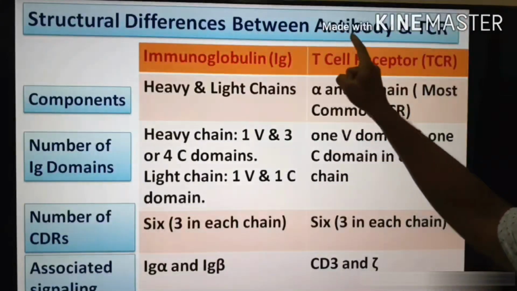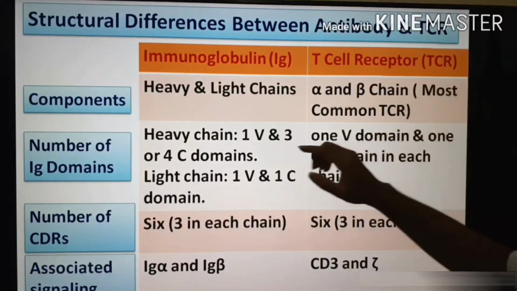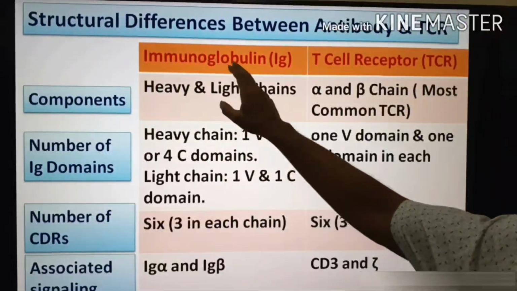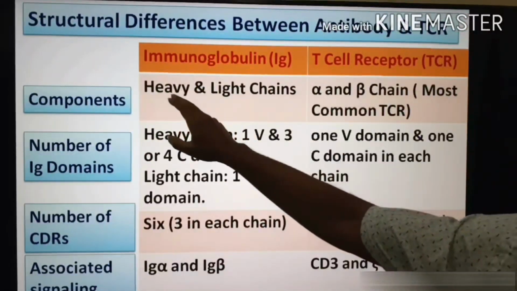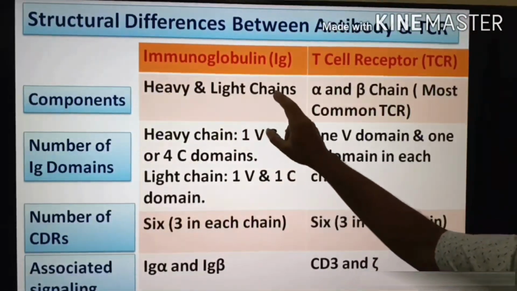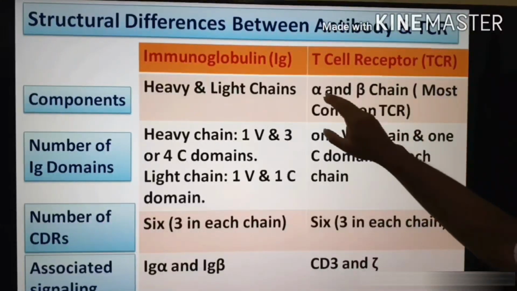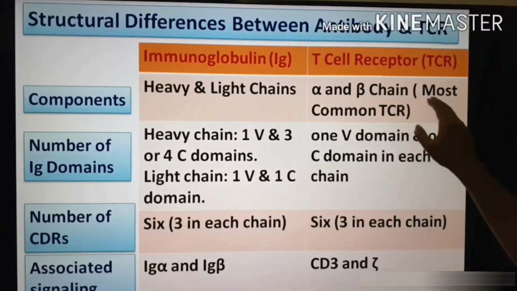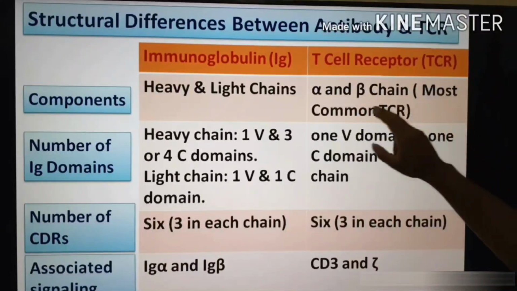Structural difference between antibody and T cell receptor. Now the first is component. The immunoglobulin or antibody is composed of heavy and light chain, and the T cell receptor is composed of alpha and beta chain. The most common TCR. Why is it called the most common TCR?